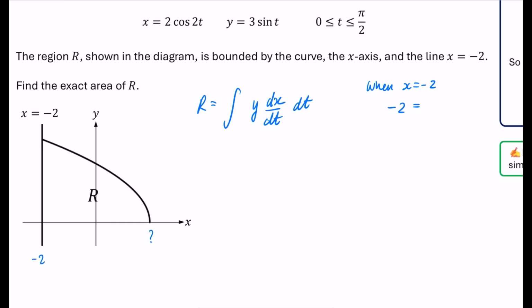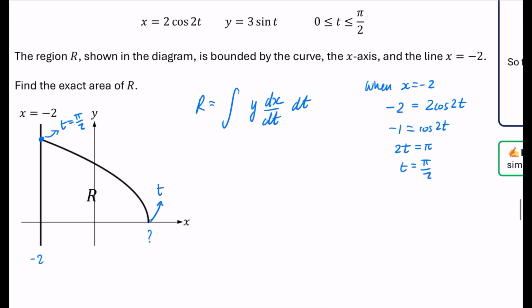So when x is minus 2, I'm going to use the parametric. I get that minus 2 is 2 cos 2t. So minus 1 is cos 2t. If you do the inverse cos of minus 1, that's going to tell us that 2t is equal to pi. And so t is pi over 2. So interestingly over here, t is equal to pi over 2. And if you were to work out over here, you'll see that t is equal to 0 because this is when y is equal to 0.